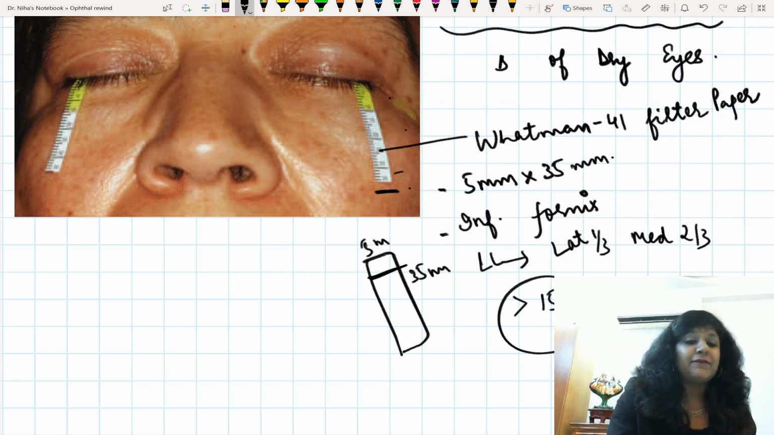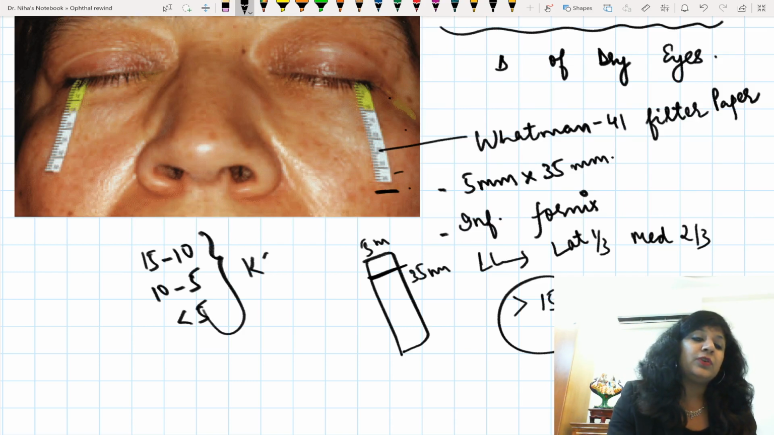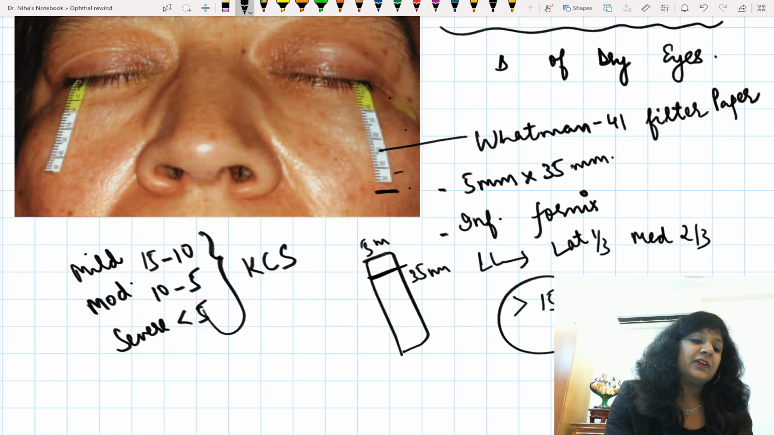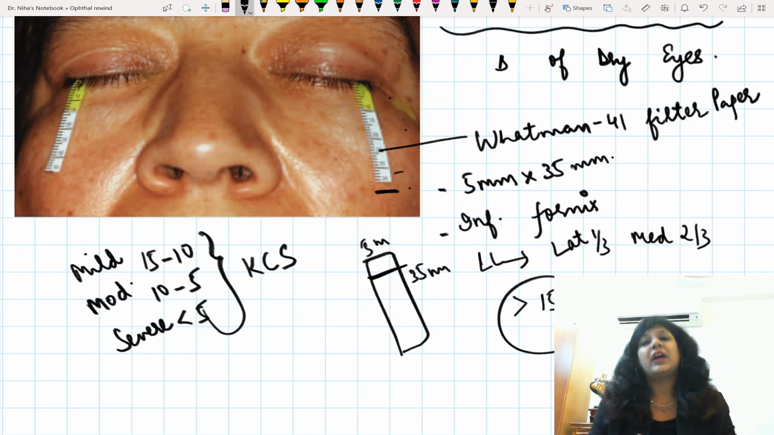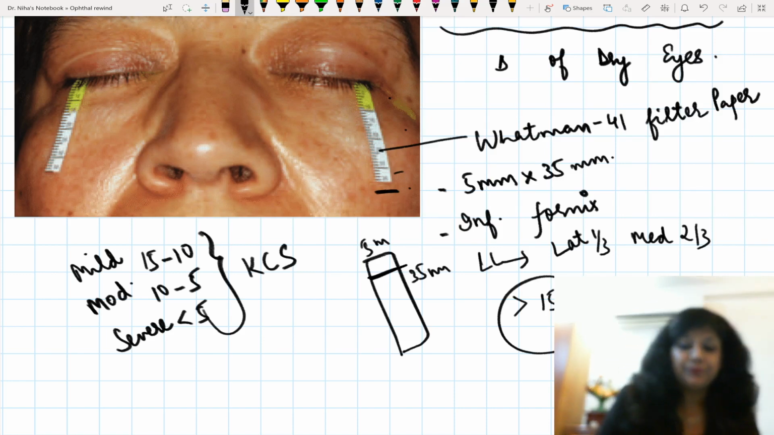Now if you are having lesser, for example, from 15 to 10, 10 to 5 or less than 5, that means it is keratoconjunctivitis sicca, and according to the numbers I can say it is mild, then moderate, and then severe. So we can diagnose dry eye with the help of this Schirmer eye test, a very simple test and a simple grading. You can use it.